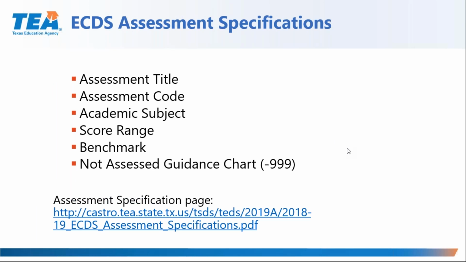So let's talk about the ECDS assessment specification. So this is a new public-facing document. Previously, this had been internal. So in core collections, we've now published the ECDS pre-K and kindergarten assessment specifications document. This is meant to assist the data collection for each assessment instrument. The document includes the assessment title, the assessment code, the assessment subject, the specific score range, the benchmark, and if they were not assessed in a specific domain, guidance chart.